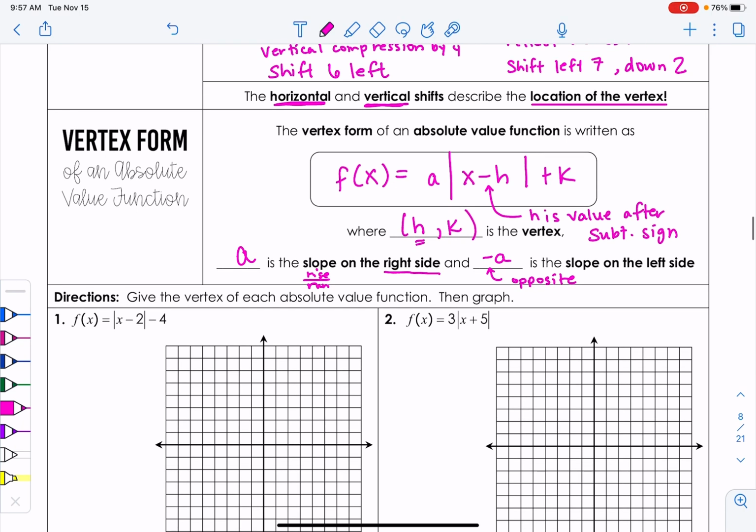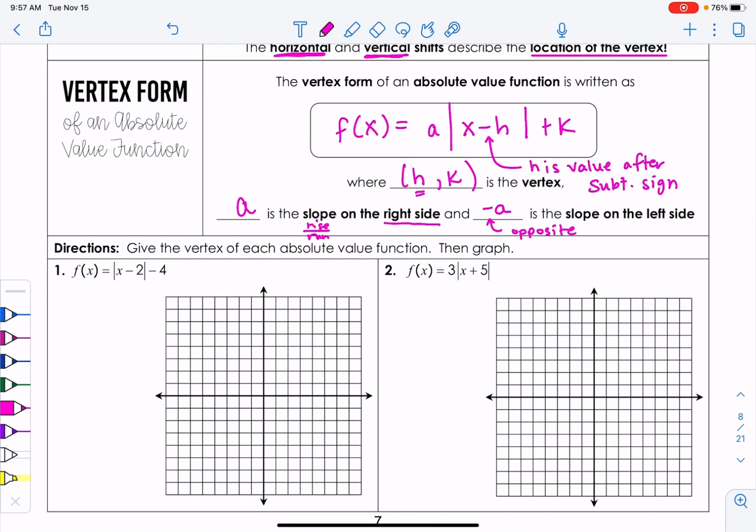Let's take a look at number one. It gives us f of x is equal to the absolute value of x minus 2, and then minus 4. In order to find our vertex, h comma k, we need to look at our h value and our k value. This is our h value, this is our k value. So the h value is 2, and the k value is negative 4. We're going to start by plotting our vertex. The vertex is over at 2, down at negative 4, and we put a point on our graph at 2, negative 4.